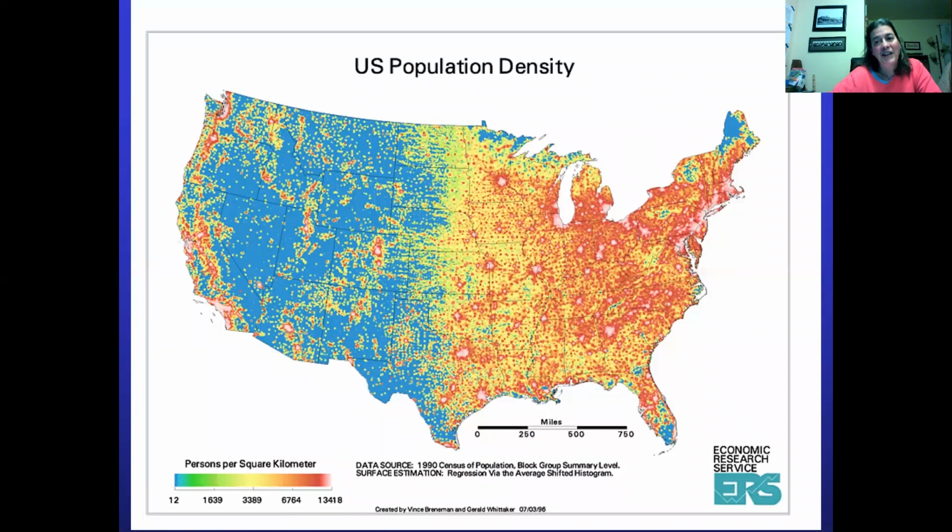Population density, I love looking at the US map because you could draw a line right down the center of it and you can see how the eastern half of our country is really quite populated, while the western half, with the exception of the West Coast, is really quite empty.